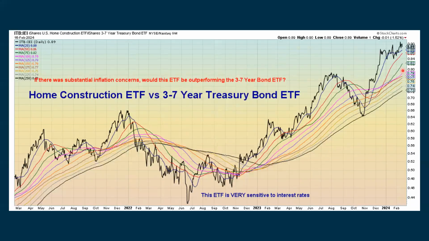Then we look at home construction. This is more positive than negative. Home construction is very interest rate sensitive. And would this really be outperforming if the home construction ETF was concerned about interest rates? No, it would be going down like it was last summer. It's going up. Yeah, it's fallen back a little bit and it hasn't set an all-time high in a week or so, but this is really performing quite well. This gives us more hope that maybe interest rates aren't going to be a problem going forward, at least according to this part of the market.